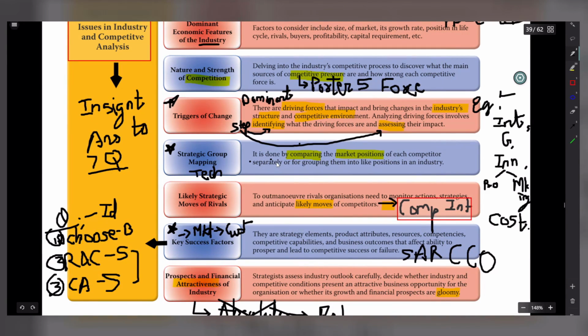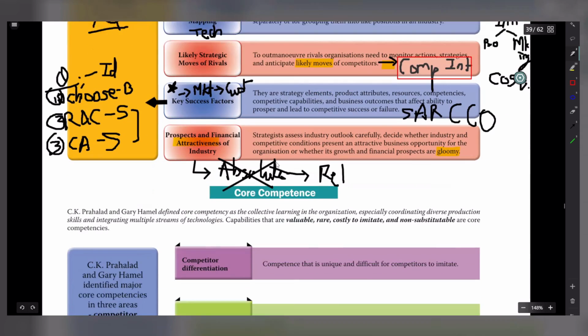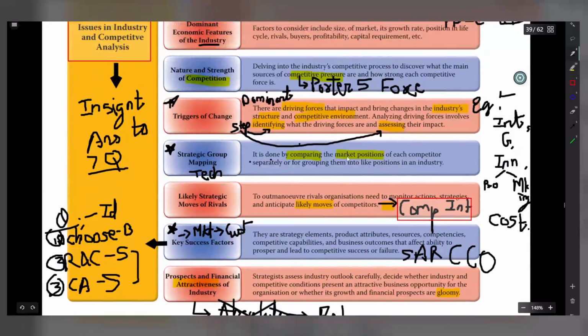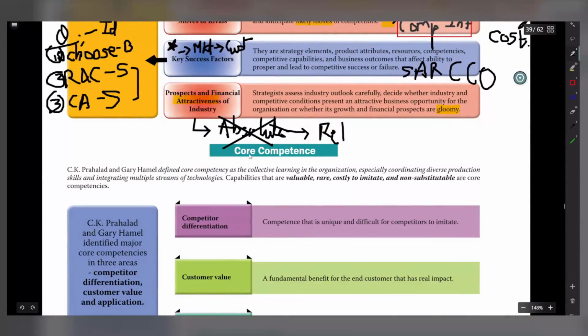So that's it for today. We will end this. In another session, we will start with core competencies, which is a very important and crucial topic.